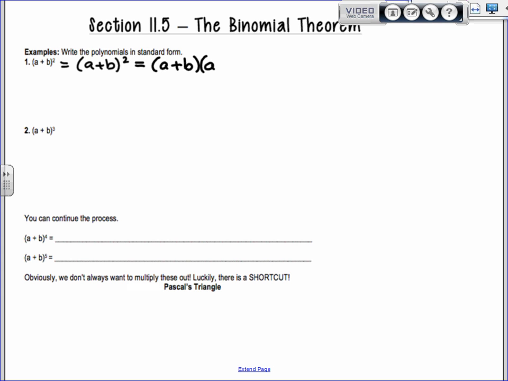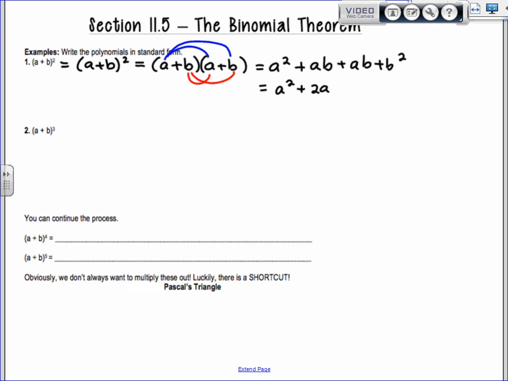What we have to do is FOIL. We have to multiply a plus b by itself, a plus b. So when we do that, I get a times a is a squared, and then I have a times b is ab, and then b times a is ab, and I have b times b is b squared. So when I combine my like terms, I have a squared plus 2ab plus b squared. Okay? All right, and then we do it again.